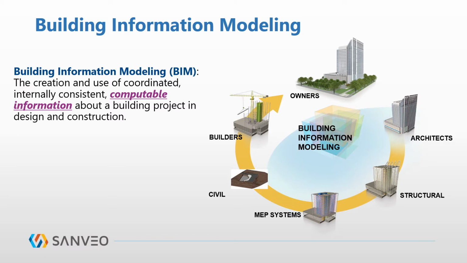Computable information refers to the fact that the model is not just dumb lines, arcs, and circles. It's intelligent modeling components that can be used for many analysis needs. The last part of this definition describes who is taking part in the BIM process. It's not just the designers. It's the entire project team, the designers, and the contractors.